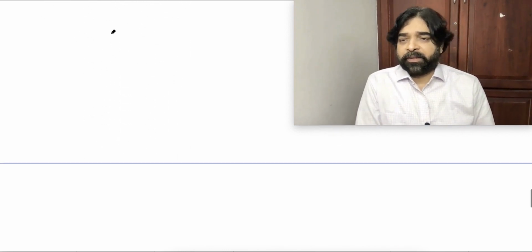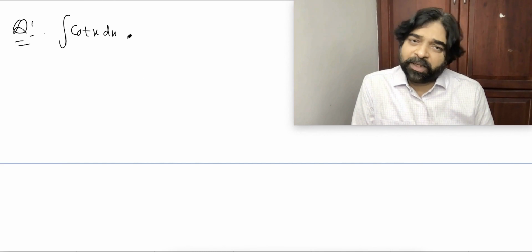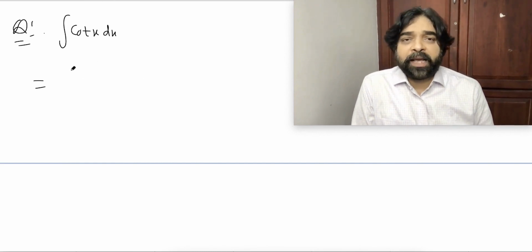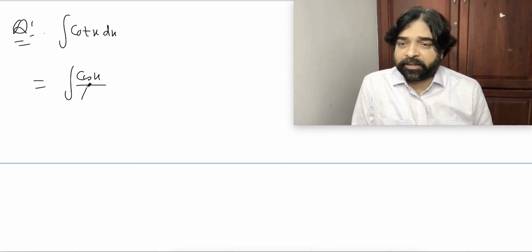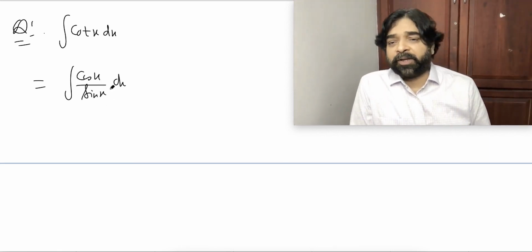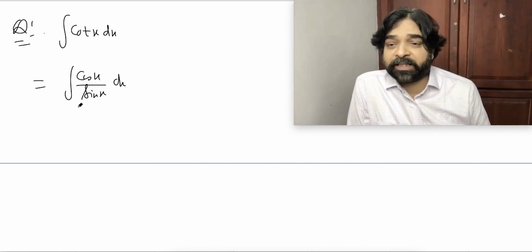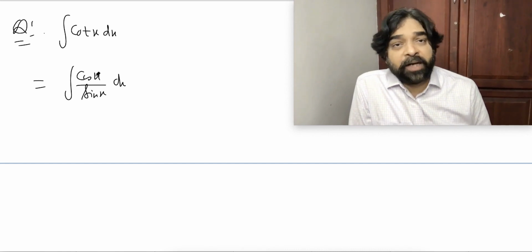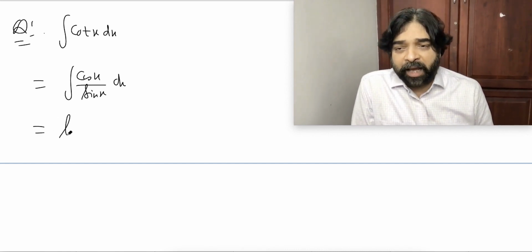For example, suppose somebody asks you, what is the integration of cot x? That is also a formula we learned, but let's try to derive it. So I can write cot x as cos x by sin x. Now, something by something: differentiation of the denominator. Differentiation of sin x is cos x, which is available in the numerator. So we can write this as ln mod sin x plus c.